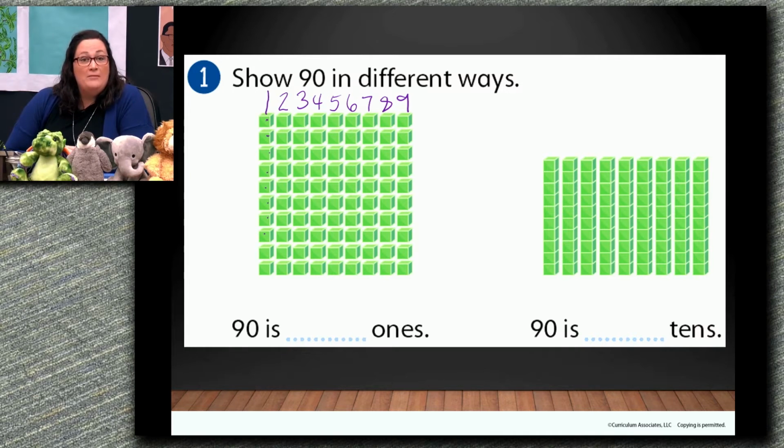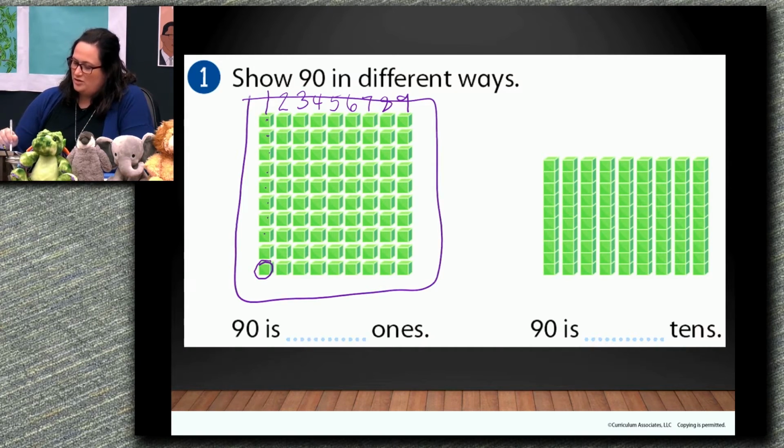90 is how many ones then? When I'm asking that, I want to know, these are ones. I want to know how many of these squares are in this whole picture. We can count by tens, 10, 20, 30, 40, 50, 60, 70, 80, 90. There are 90 ones, right? Are there 90 little squares there?